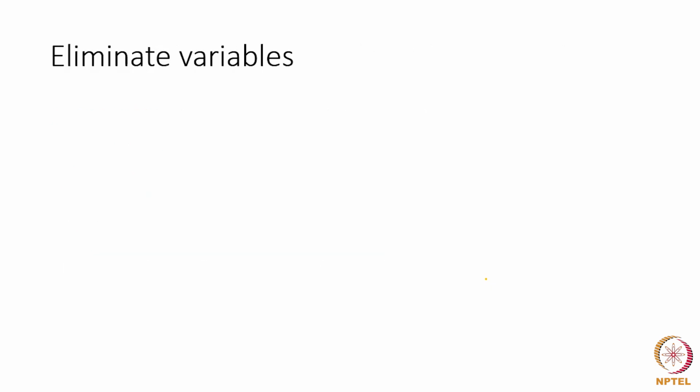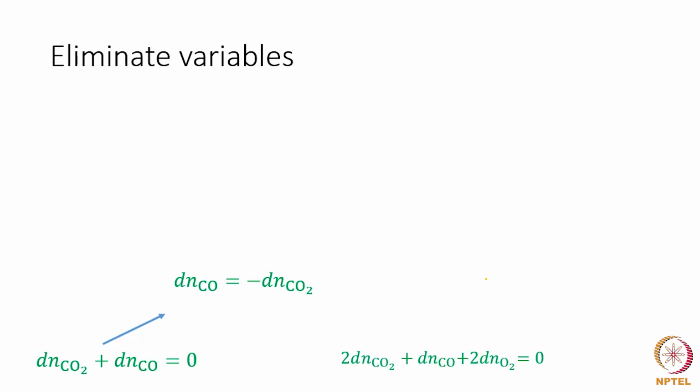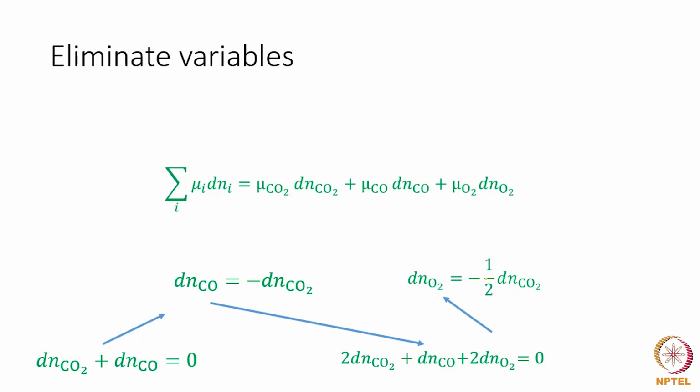So we combine these and eliminate the variables as follows. We start off with one of these equations and use that to write that DNCO is equal to minus DNCO2, and the second equation we use to substitute this, and from there we get DNO2 is equal to minus half of DNCO2. This we will substitute in the expanded form of mu i dni, and when we substitute we can then simplify the expression so that there is only one variable, which is the differential of the number of moles of the species. So we choose that variable to be NCO2. We can actually choose any of the 3 species. It's all equivalent, but we choose in this example NCO2 as the variable.